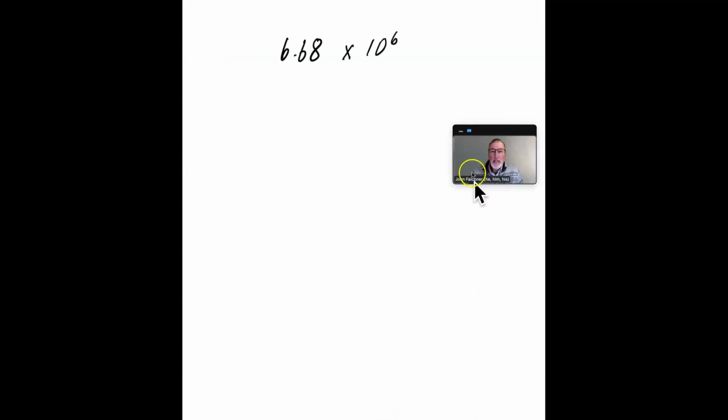So 10 to the 6th is 10 times 10 times 10 times 10 times 10 times 10. Was that 6? 10 times itself 6 times. And one thing you can think about is that this number is how many zeros you need after the 1. So it's going to be a 1 with 6 zeros. Let's write it: 1, 2, 3, 4, 5, 6. If we put in the commas to make it easier, we see that 10 to the 6th is actually 1 million. So what we're doing is we're multiplying 6.68 times 1 million.